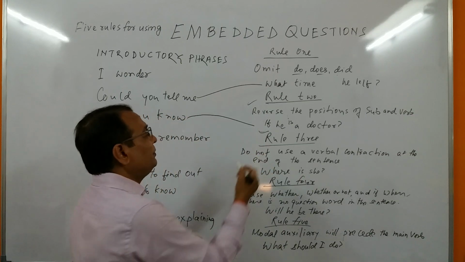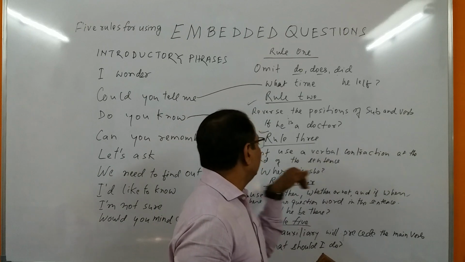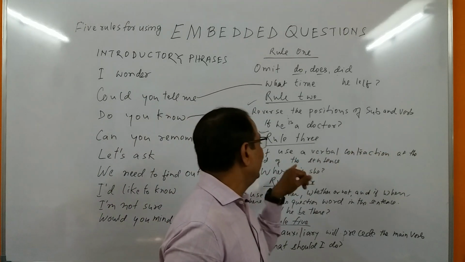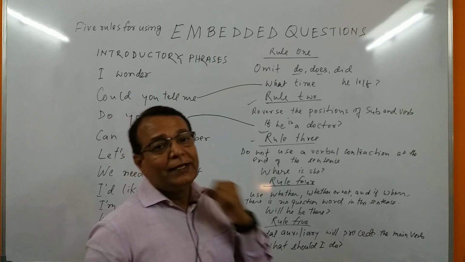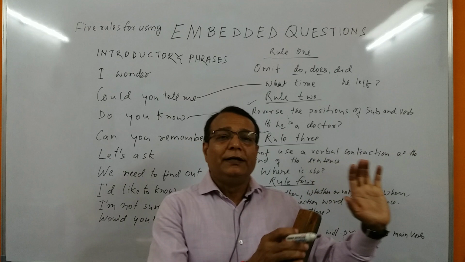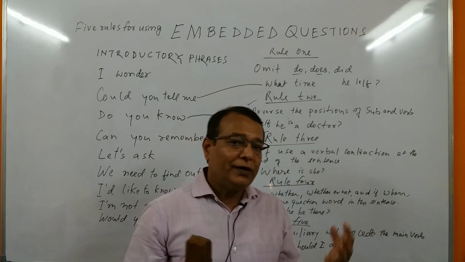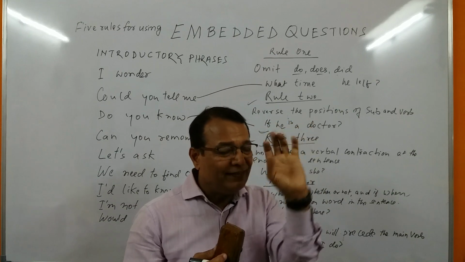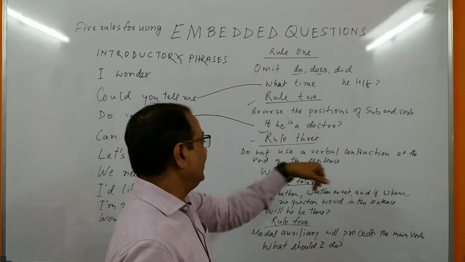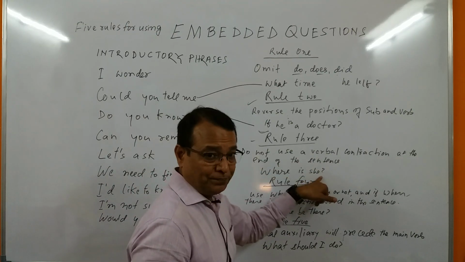Rule number 3. Do not use verbal contractions at the end of the sentence. What happens actually is that when we speak normal sentences, we are very much used to contractions, like he's, she's, you're, they're, we're. We are making contractions, right? But what is the warning here? Do not use verbal contractions at the end of the sentence. Suppose here the direct question is: where is she?